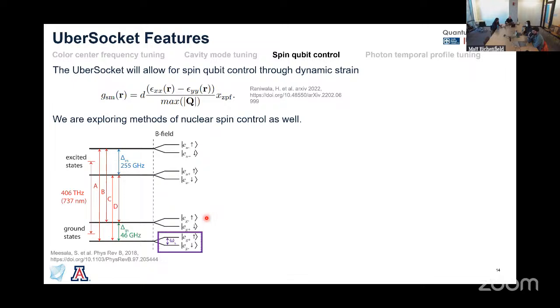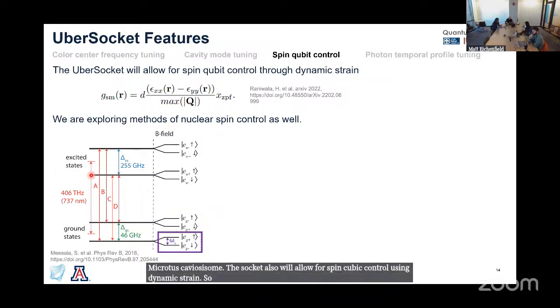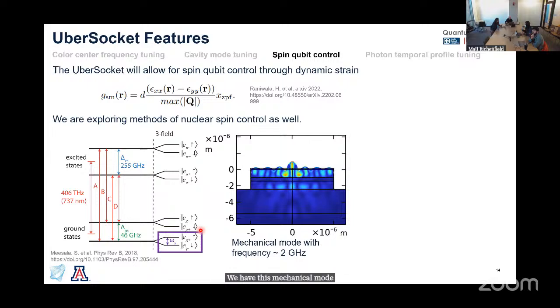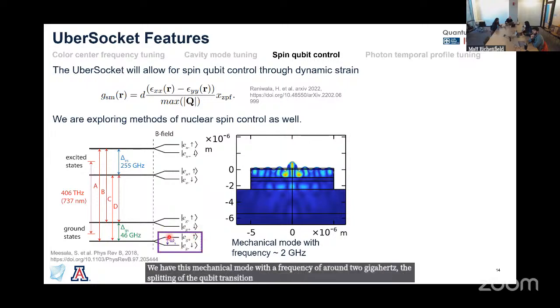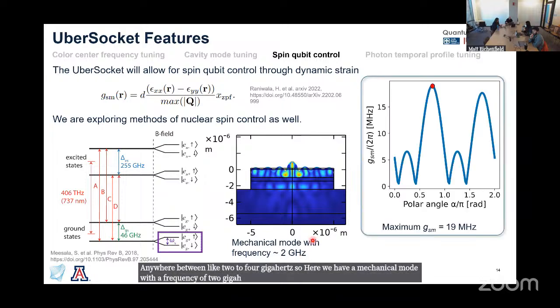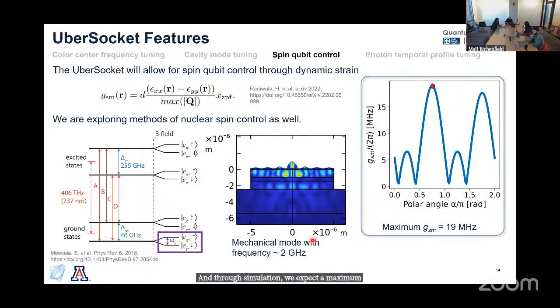The socket also will allow for spin qubit control using dynamic strain. For example, here is the electronic level structure of a silicon vacancy center, where the spin qubit is located here. We have this mechanical mode with a frequency of around 2 gigahertz. The splitting of the qubit transition is usually set to be over 1 gigahertz, anywhere between 2 to 4 gigahertz. So a mechanical mode with a frequency of 2 gigahertz would be sufficient to drive this transition. And through simulation, we expect a maximum spin phonon coupling of 19 megahertz. It's pretty high.